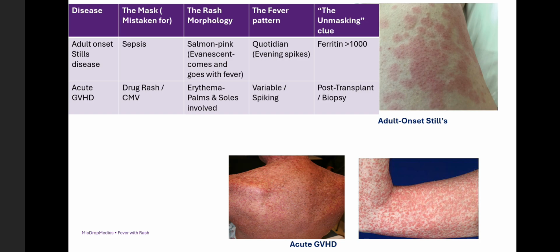In adult onset Still disease, look for the salmon pink rash. It is evanescent with the quotidian fever spikes. If you don't catch it during the spike, you will miss the diagnosis. So the unmasking clue is ferritin over 1000. In your post-transplant patients, a rash on the palms and soles with fever isn't always syphilis. It's often the donor cells attacking the host.